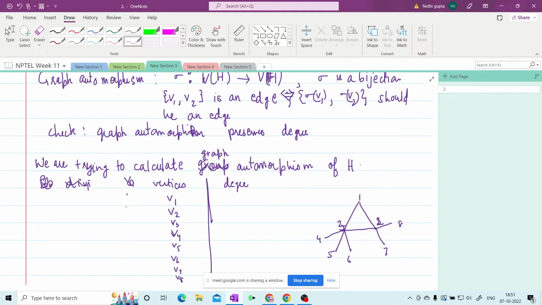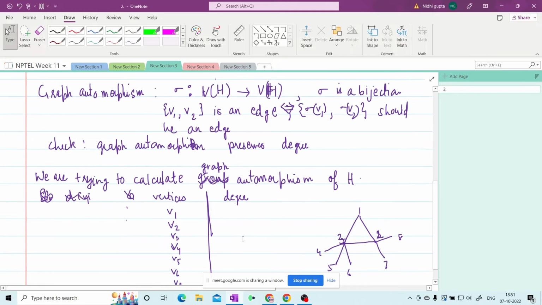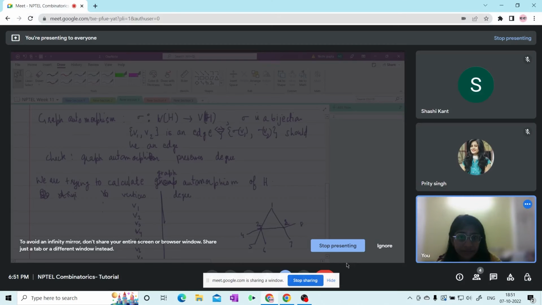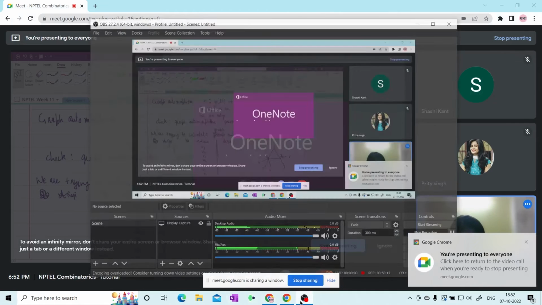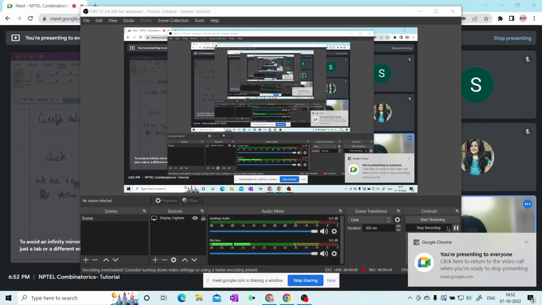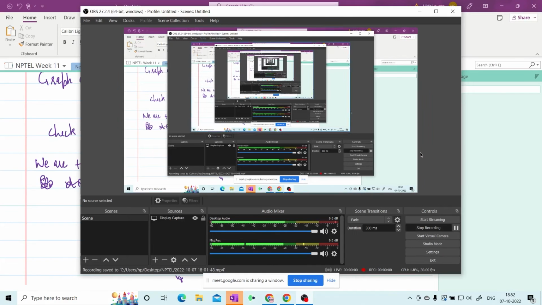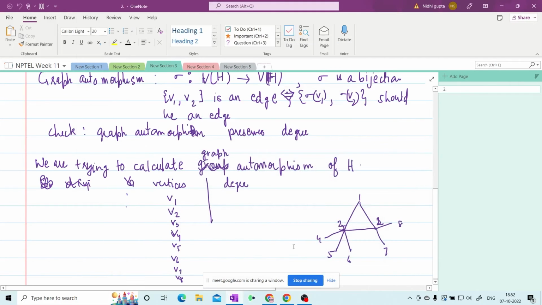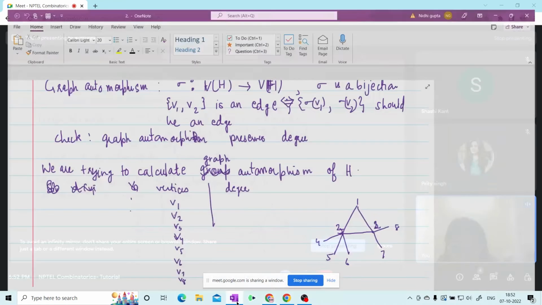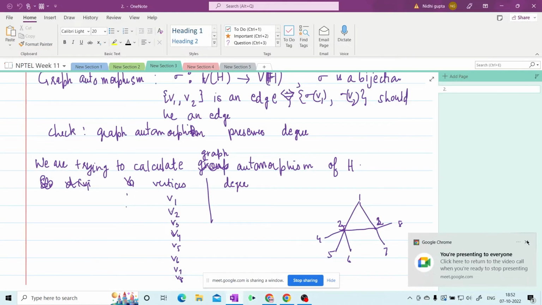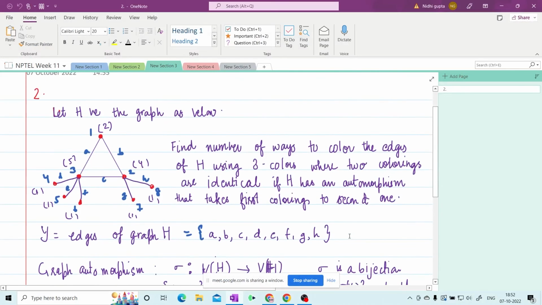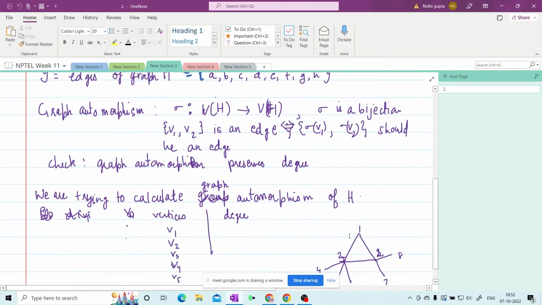So now we have these vertices. Okay, okay, cool, then it's fine. Sorry for the interruption. So we were discussing this question.